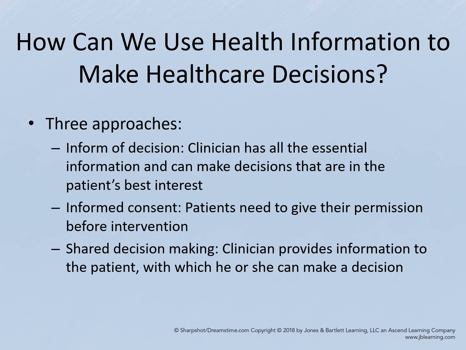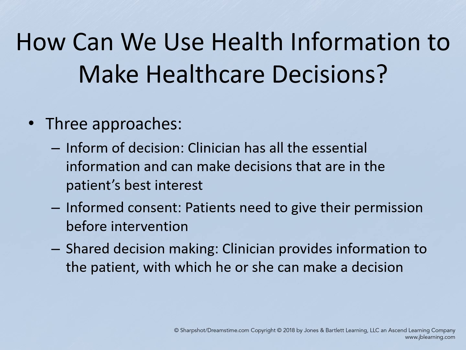There are three main approaches. One is informed decision. Here the clinician has all the essential information and can make decisions that are in the patient's best interest. And here the clinician provides patient with only the information that the clinician believes that patient needs to know. That is the informed decision. Clinician has all the information, but he makes a decision and he tells that, okay, this is what you need to know and this is what you're going to do. That is one approach of using the health information.